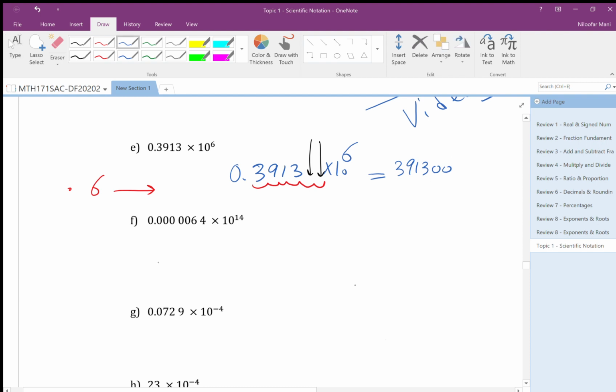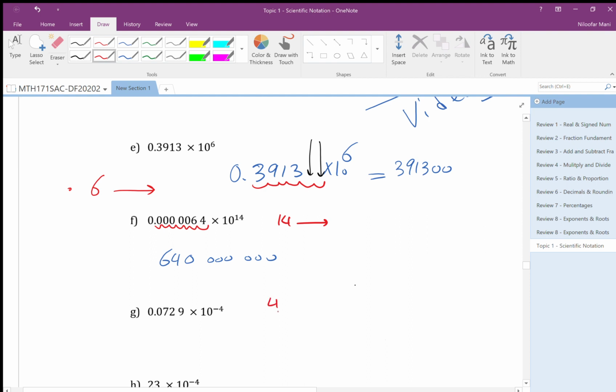Here you do 6400000000. Why? Because I already have how many moves? I have 1, 2, 3, 4, 5, 6, 7 here, and then I have to add 7 zeros after. Okay, so I need to do 14 to the right.